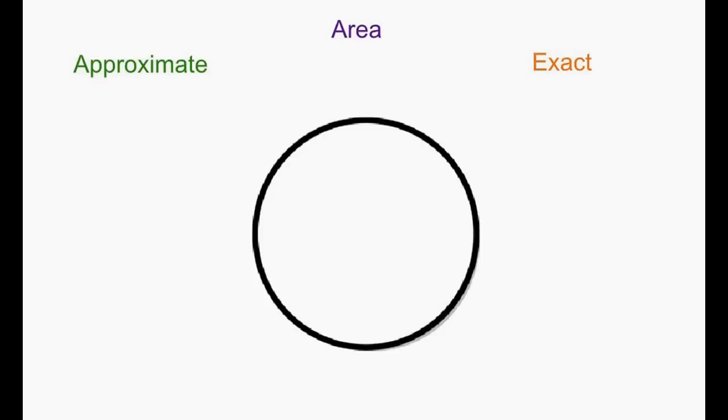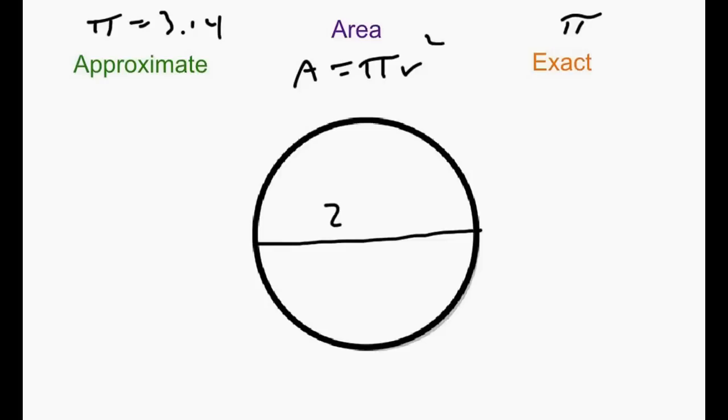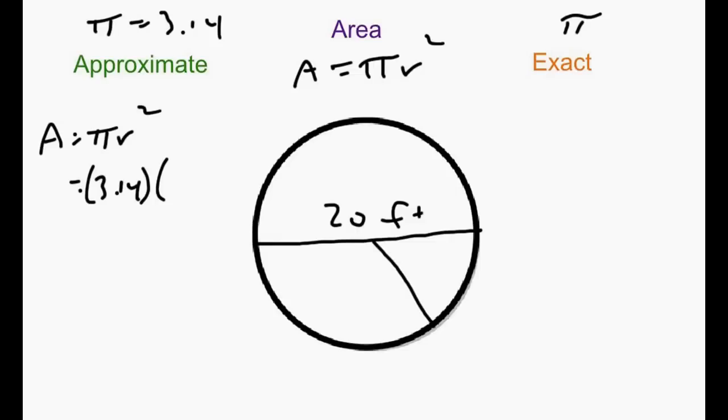Alright, let's not forget area equals pi r squared. For my approximate, I'm using 3.14, and for my exact, I'm just using the pi symbol. Alright, this time let's do a diameter of 20 feet. Alright, so area equals pi r squared. Since this is approximate, I'm putting my 3.14 in for pi. Now, I don't have a separate formula this time for area with a diameter. I still have to use the radius. So if my diameter is 20 and we said that the radius is always half, then my radius must be 10 feet. So I'm just going to take half of the diameter to get my radius. So my radius is 10, and I have to square that.